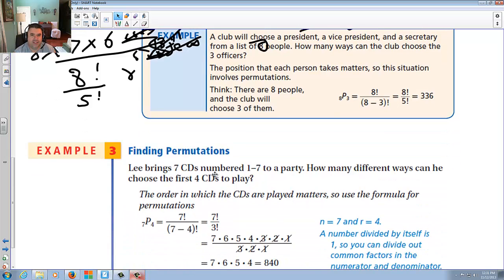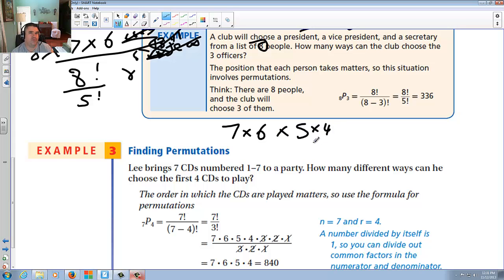Lead brings 7 CDs numbered 1 through 7 to a party. How many different ways can you choose the first 4 CDs to play? Well, how many CDs did he have to begin with? 7. So he's got 7 possible. Once he chooses one, he has 6 possible after that. Then he only has 5 to choose from, and then 4.